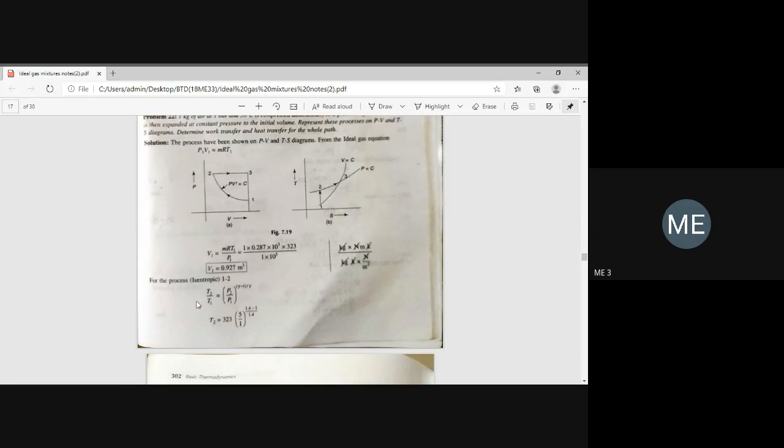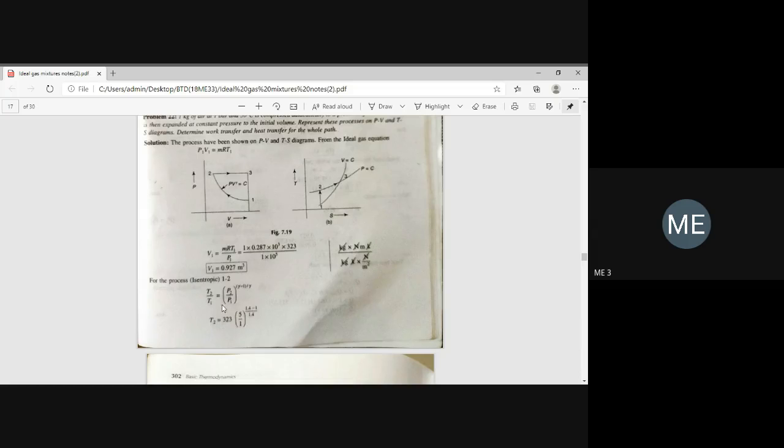This is the relationship between temperature and pressure for an adiabatic process. T2 by T1 equals P2 by P1 to the power of gamma minus 1 divided by gamma. Gamma is not given, so assume gamma is 1.4 for air. For air, R is 0.287, Cp is 1.005 kilojoules per kg Kelvin, Cv is 0.718 kilojoules per kg Kelvin, and gamma is 1.4. These four values you should remember: R, Cp, Cv and gamma.